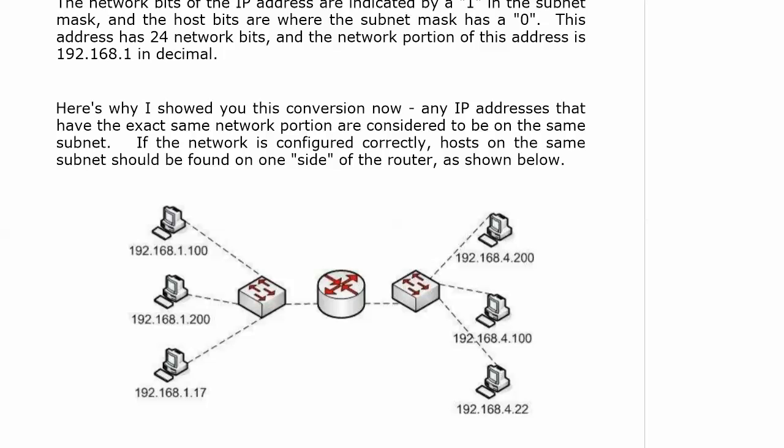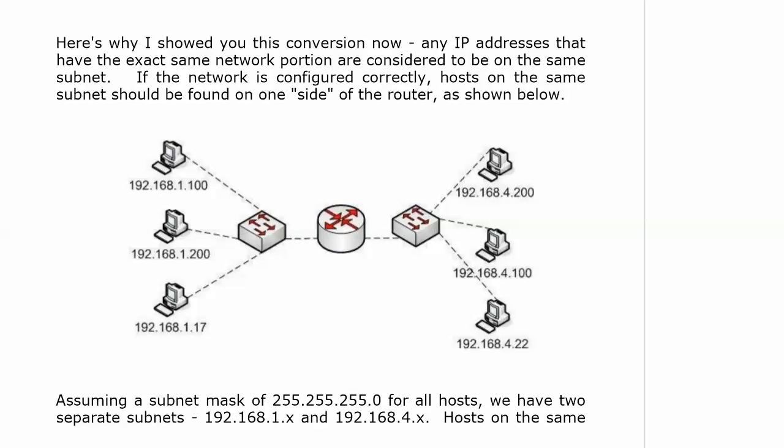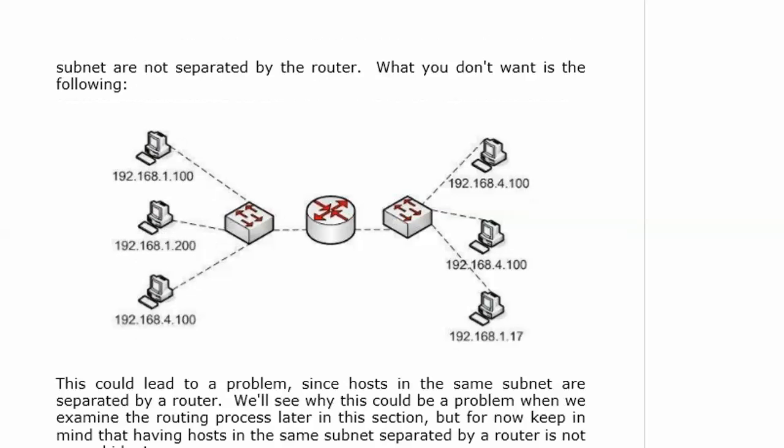Now, assuming a subnet mask of 255, 255, 255, 0 for all the hosts, we have 2 separate subnets here. We have 192.168.1.x and 192.168.4.x. Hosts on the same subnet should be on the same side of the router, and you can see here that they are. All of our hosts in 192.168.1 are on one side of the router, 192.168.4 on the other side of the router.